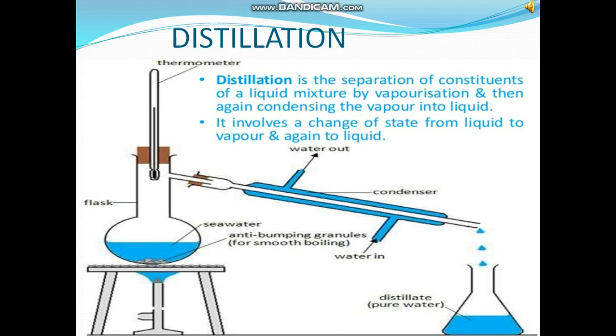Children, next method is distillation. Through this method we can get the pure form of water, that is called distilled water. In this method, there are evaporation and condensation. What is evaporation? To boil the water to get the water vapors. Water just evaporates and becomes water vapors. This is called evaporation. And condensation: when water vapors are cooled down, they again become water, liquid water. This is called condensation.